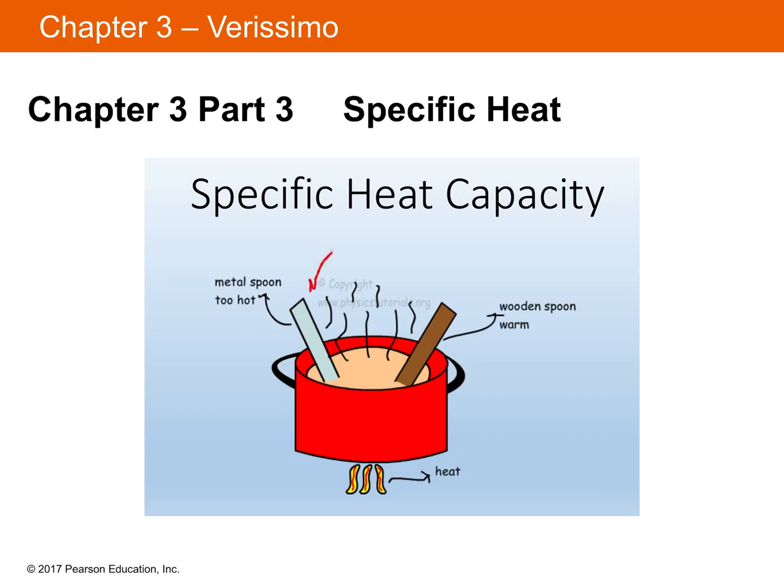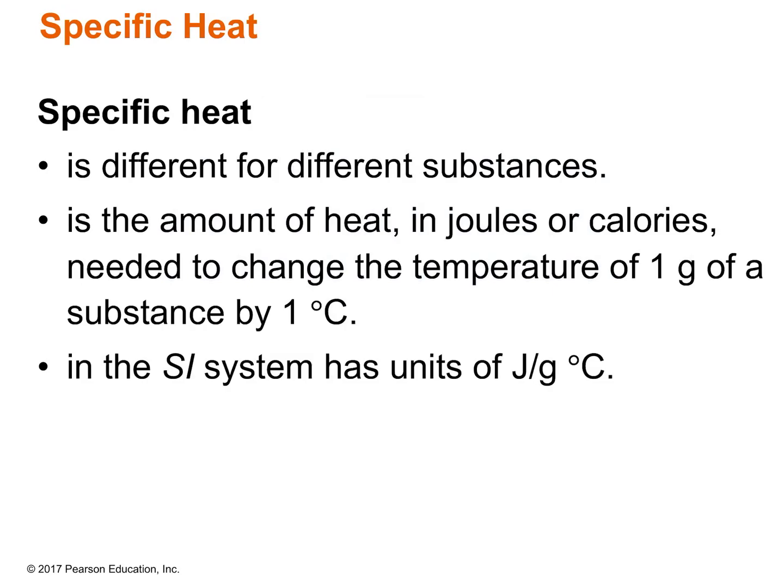So kind of like in this picture, the metal spoon has a lower specific heat, so it heats up really, really fast. But the wooden spoon has a higher specific heat, so it heats up much slower. The wooden spoon can absorb much more energy before it changes temperature than the metal spoon can. So this is what we're going to talk about today.